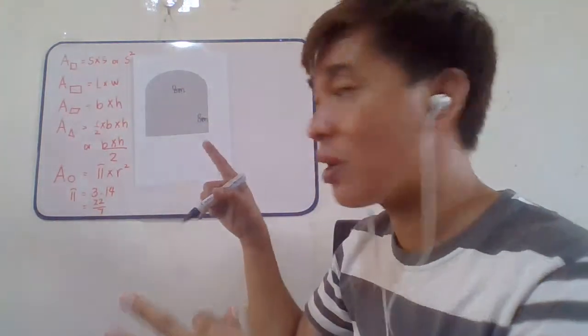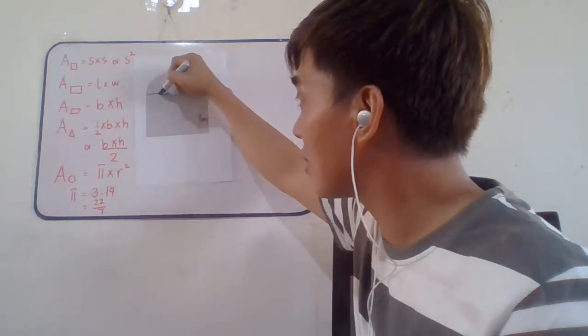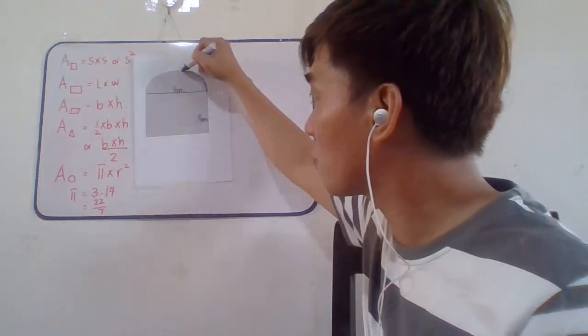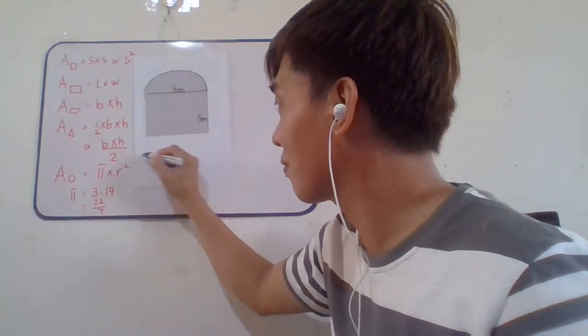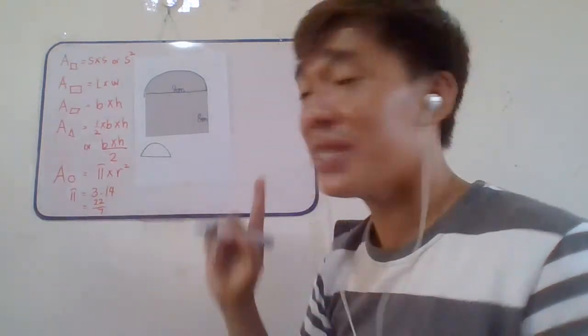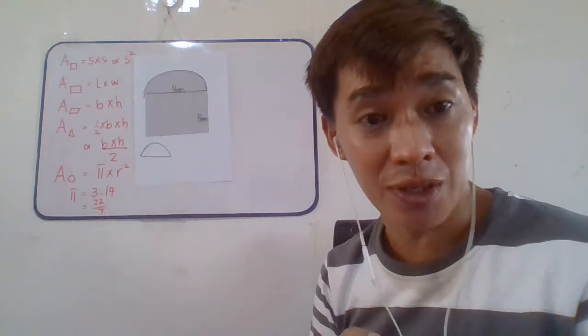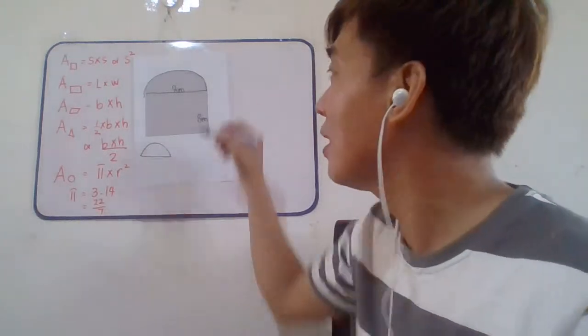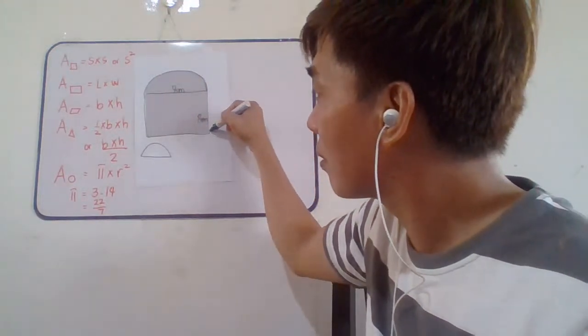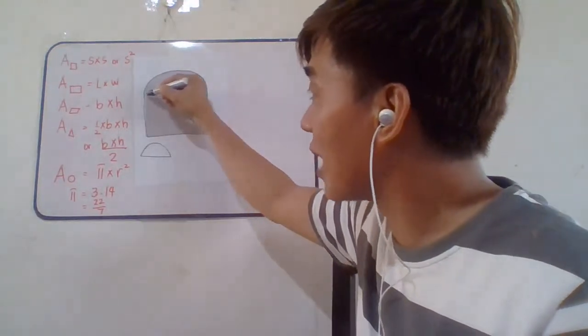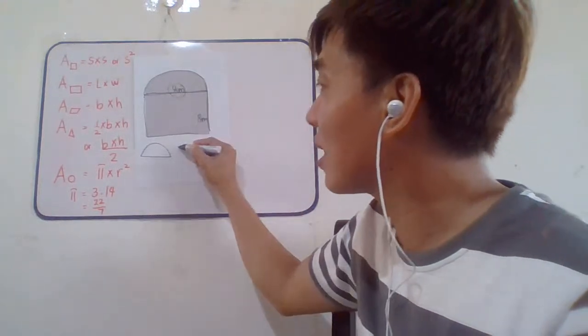This figure is actually made up of this, a semicircle. When we say semicircle, that is half of a circle. And of course, we do have here 8 meters, and 8 meters here. So that is a square.